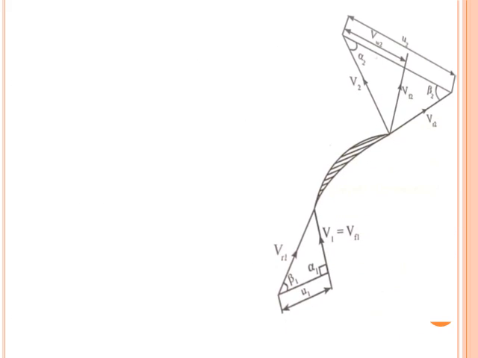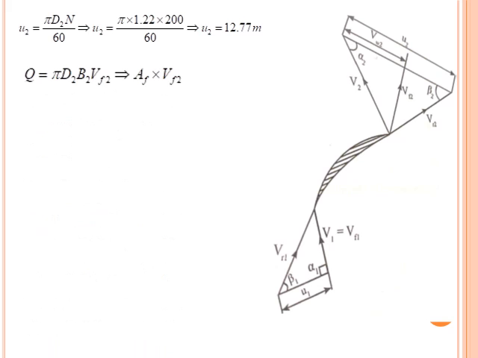So this is the velocity triangle at inlet as well as the outlet of the centrifugal pump for these given conditions. So now U2 is equal to pi D2 N by 60. Here outer diameter is given, that is 122 centimeter, that means 1.22 meter, so U2 is equal to 12.77 meter per second. And from the discharge formula, the discharge is equal to pi D2 into Vf2, that is area of flow into Vf2, the velocity of flow.